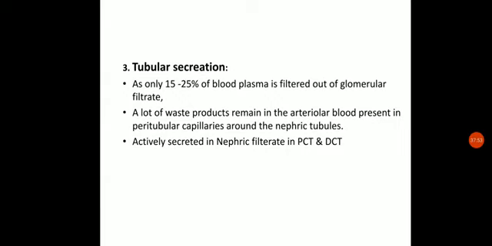other nitrogenous waste present in the blood, which is not filtered yet. So there will be a lot of waste present in the blood which will not be filtered yet, and this has to be brought into the urine, or we can say the filtrate. This is carried out because a lot of waste products remain in the efferent arteriolar blood present in the peritubular capillaries.